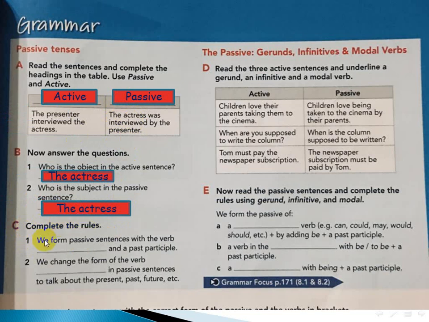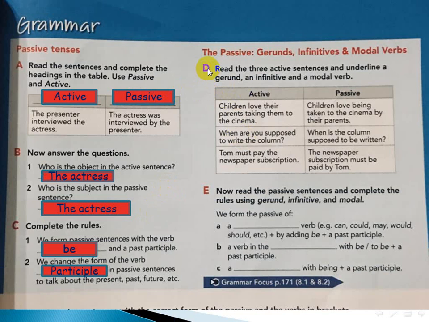Exercise C. Complete the rules. Now, number 1. We form passive sentences with the verb and the past participle. Look at this one. We have was interviewed. Interviewed is a past participle, and we have was, and we call was be. It is verb to be. Number 2, we change the form of the verb in passive sentences to talk about the present, past, future. So what can I change? We change the verb participle. I think I told you, in the passive voice, we always need to use the participle.